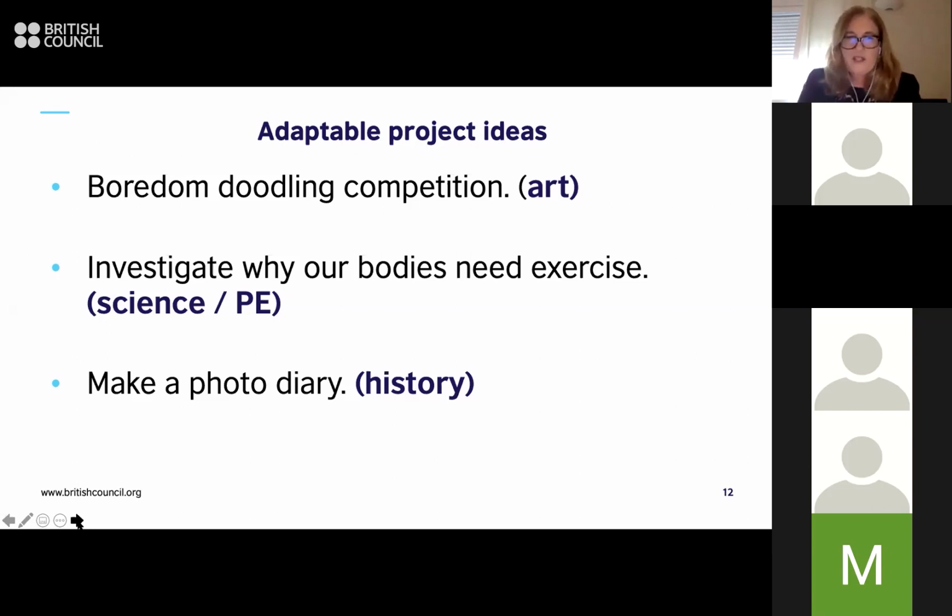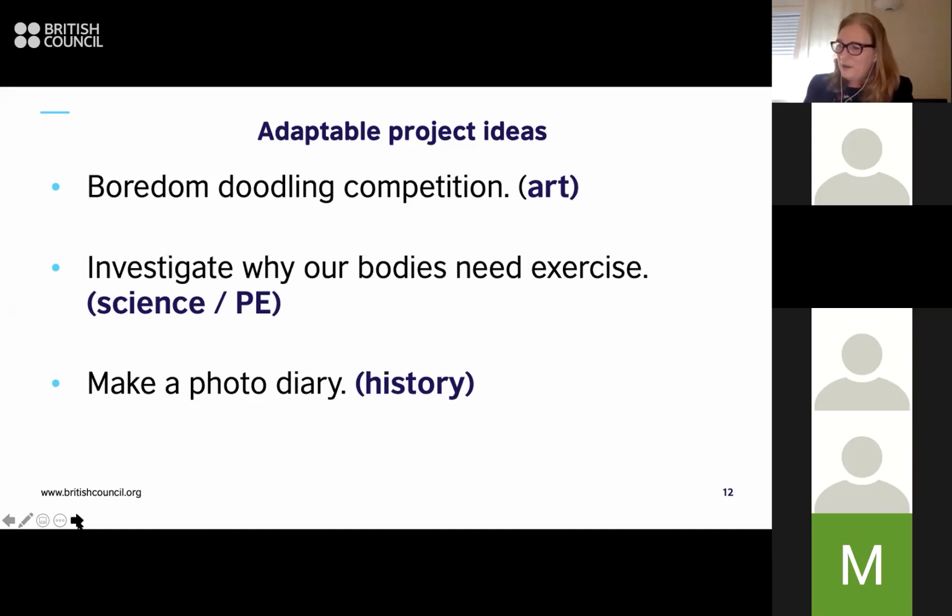Something else that could be really interesting is making a photo diary. Apart from English, this could be done with younger learners, where the text is less and they just have to write a sentence, whereas with older learners they could write a paragraph. It would be some sort of diary of what they're experiencing in these strange times, and then that in the future could become a historical document, and that makes the learning really meaningful for the students. So those are some ideas for encouraging adaptable project ideas.